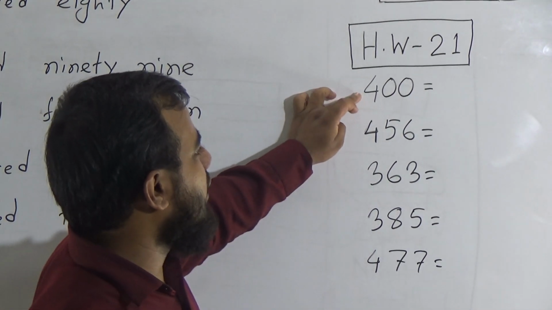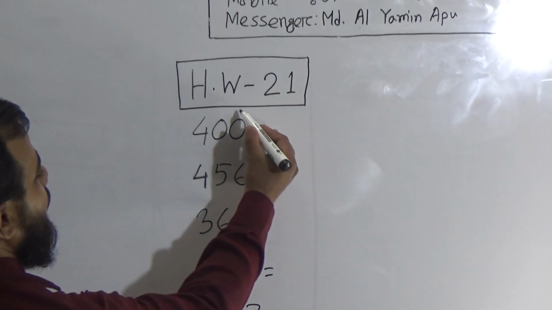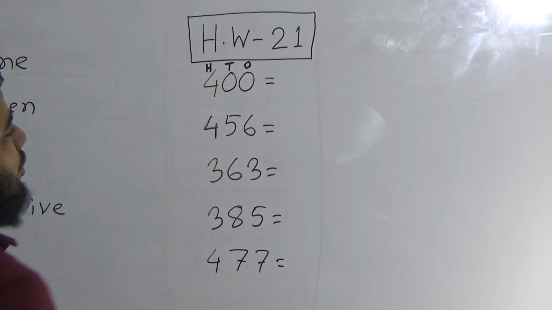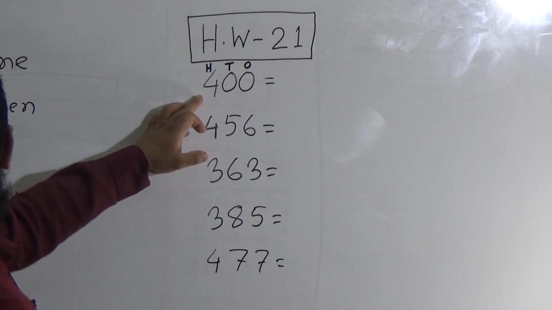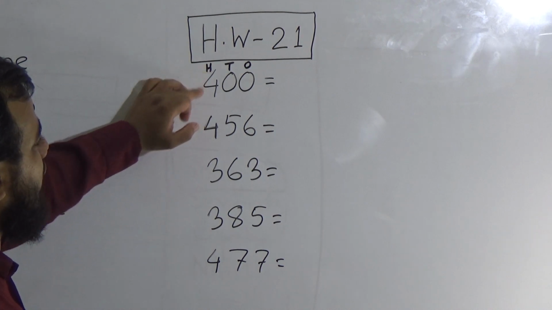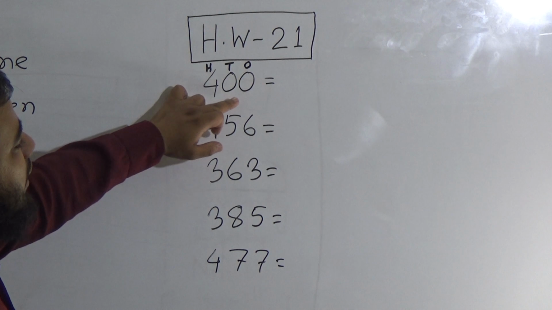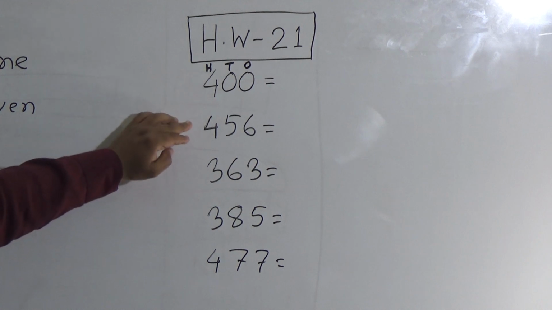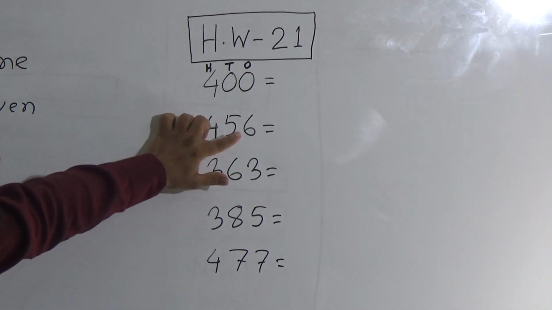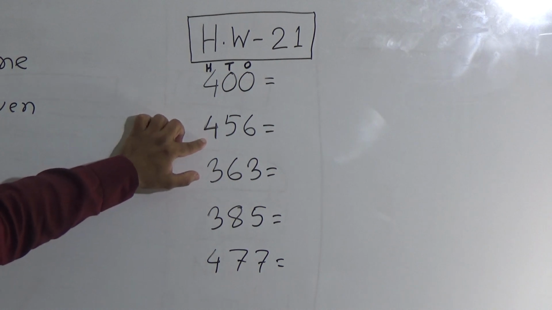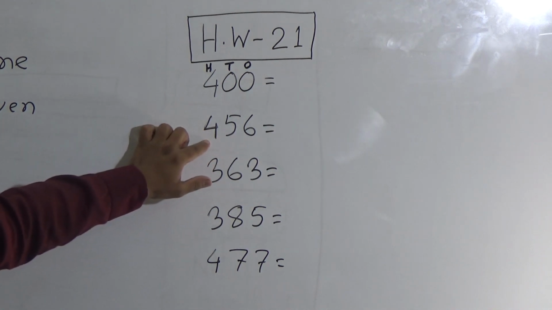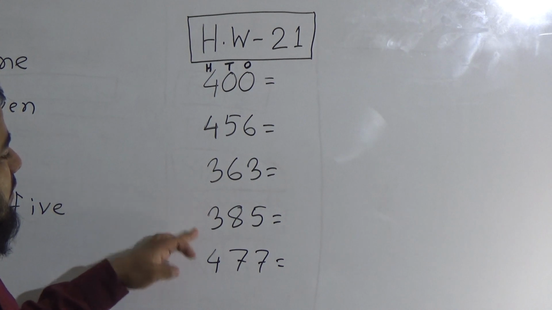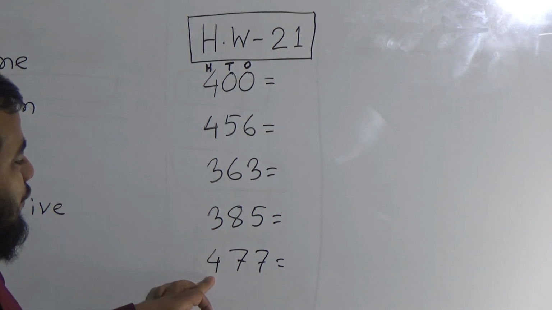Okay, the first one is what? Look, this 0 is in ones position, this 0 is in tens position, and this 4 is in hundreds position. It should be like the second last number, 400 only, because the tens position and the ones position are absent here. Like this one, you have to write down these numbers. This is 4, 5, 6. So it should be 456. And like this, you have to write down all the numbers. This is 363, the next one is 385, the last one is 477.